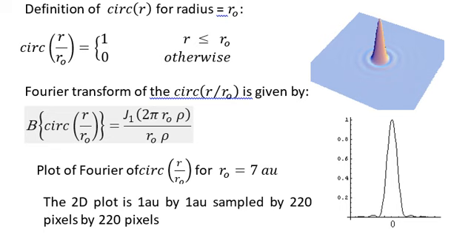Let's plot this function for the value of r naught equal to 7 arbitrary units. So if we plug in the value of r naught equal to 7 arbitrary units in the Fourier transform, which is J1 of that over r naught rho, and if we plot the value of rho on both sides, because this is a circularly symmetric function, the value of rho will be effective in all directions.